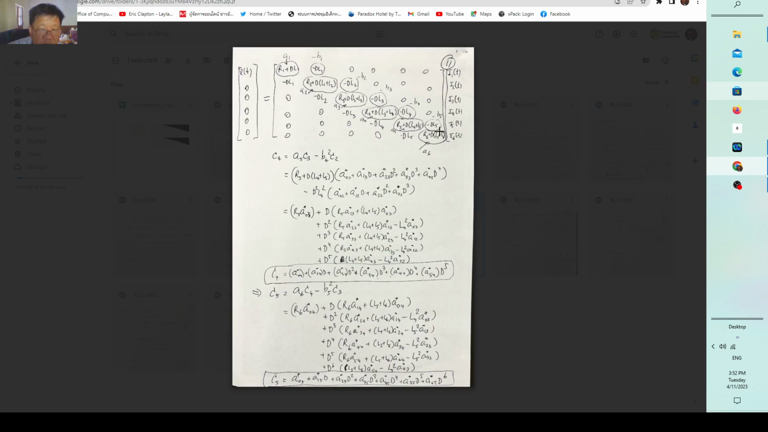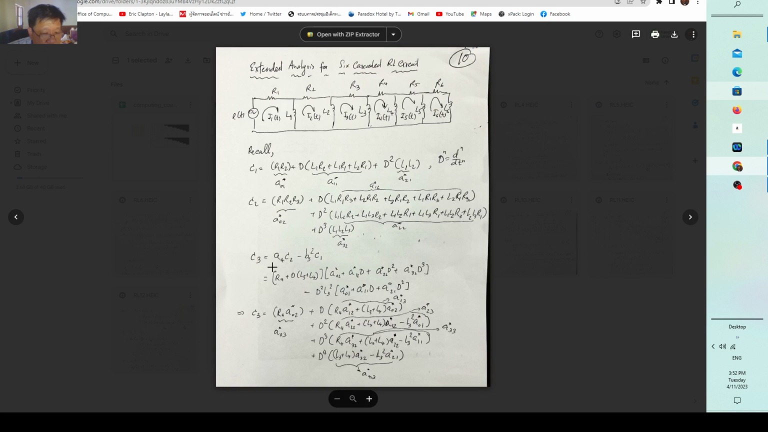B sub 5 is d times l sub 5, and a sub 6 is r sub 6 plus d times l sub 5 plus l sub 6. Okay, and the formula continues with c sub 4. You can see that c sub 3 is a sub 4 times c sub 2 minus b sub 3 squared times c sub 1.